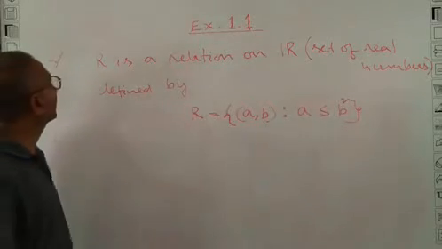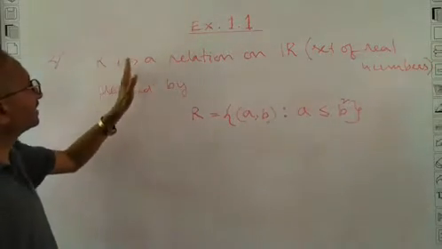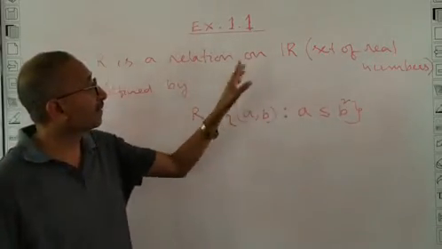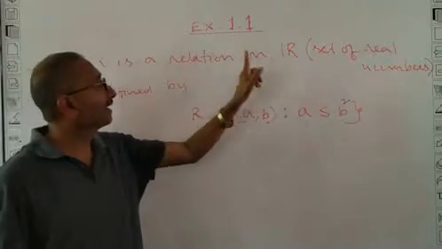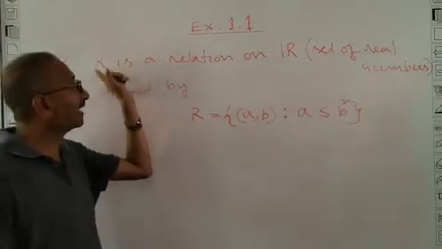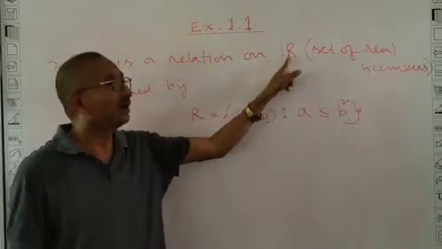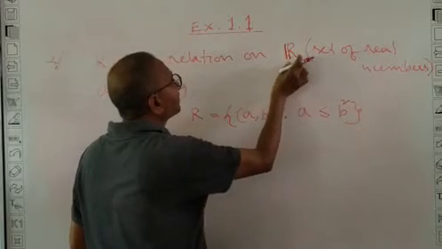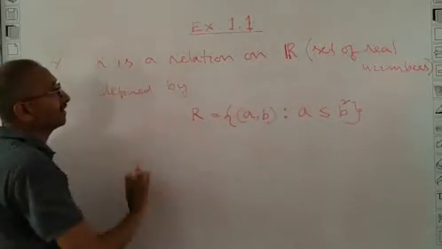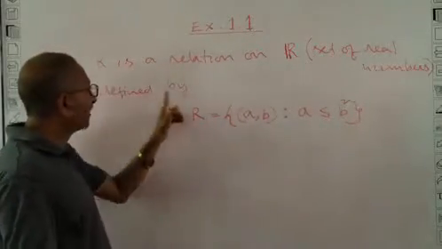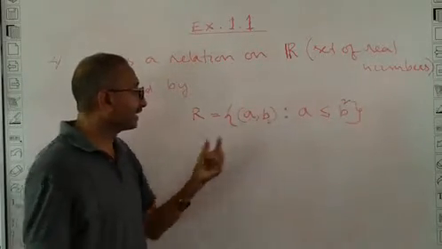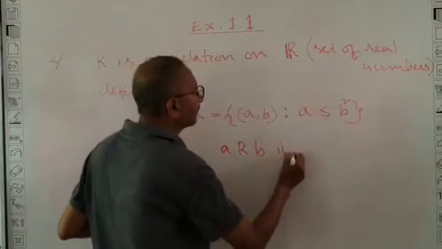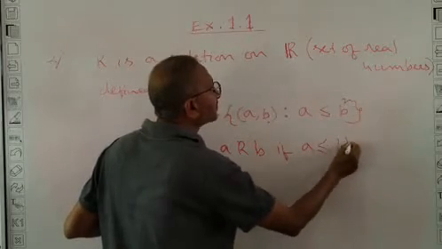In question number 2, you are given that R is a relation on the set of real numbers. In the question, the relation is written as R and the set of real numbers is also written as R. So to differentiate, I have written this as the set of real numbers, and this is our relation, defined by: a is related to b if a is less than or equal to b square.